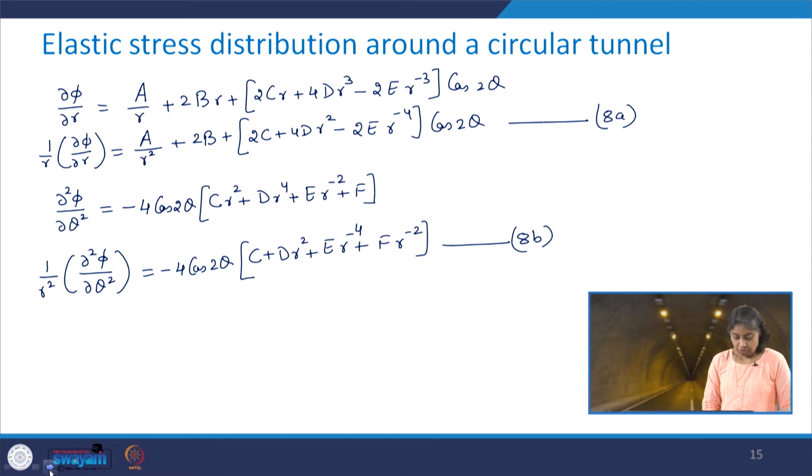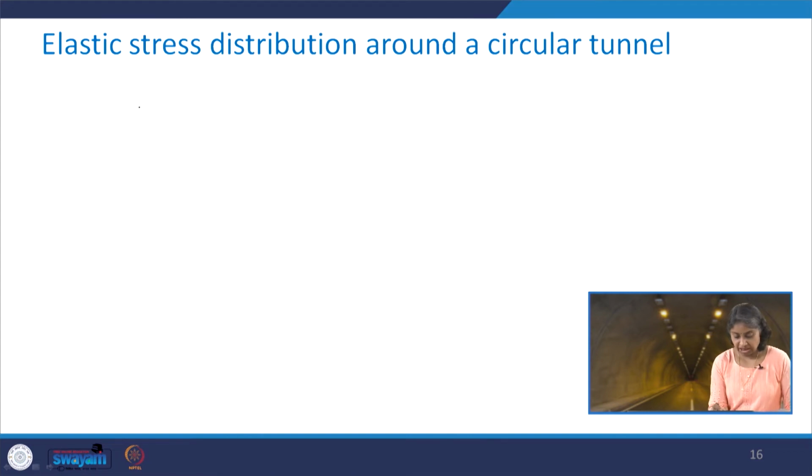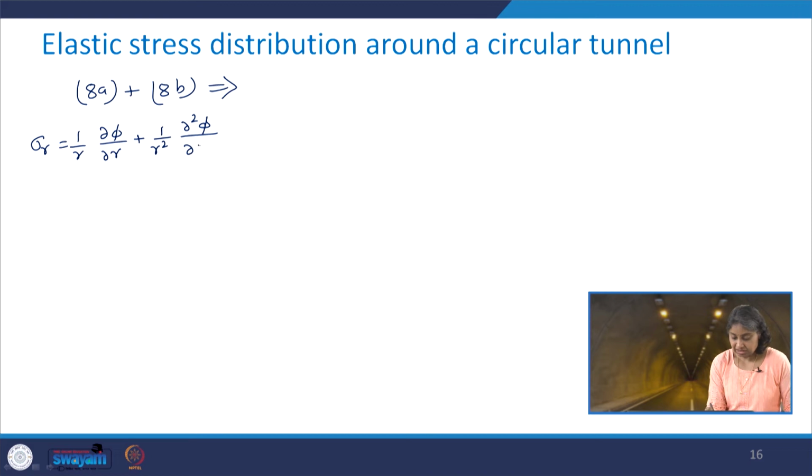So, now let us proceed further. If I add these two equations, equation 8a and 8b, what am I going to get? I write here 8a plus 8b, and what I get in this form is your sigma r, which was 1 upon r del phi del r plus 1 upon r square del 2 phi del theta 2.